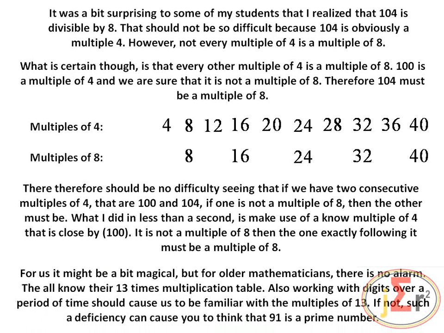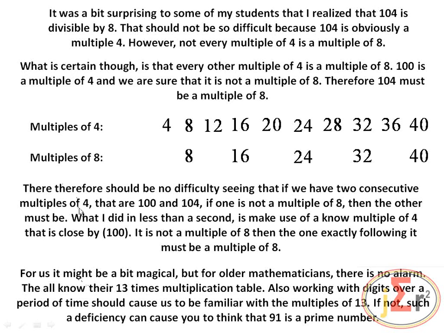For us, it might be a bit magical, but for older mathematicians, there is no alarm. They always know their 13 times multiplication table. Also, working with digits over a period of time should cause us to be familiar with the multiples of 13. If not, such a deficiency can cause you to think that 91 is a prime number. So you may think that 91 is a prime number because you are not aware of your multiples of 13.